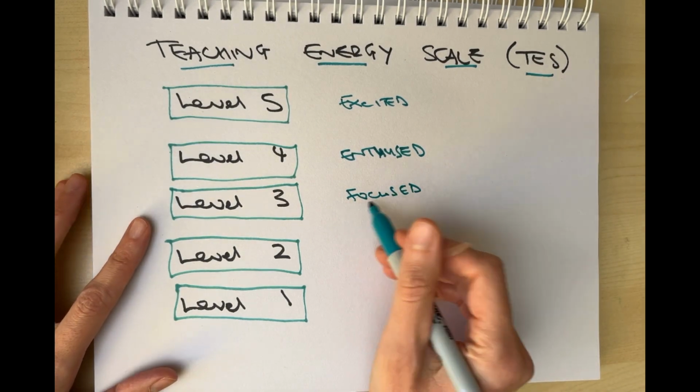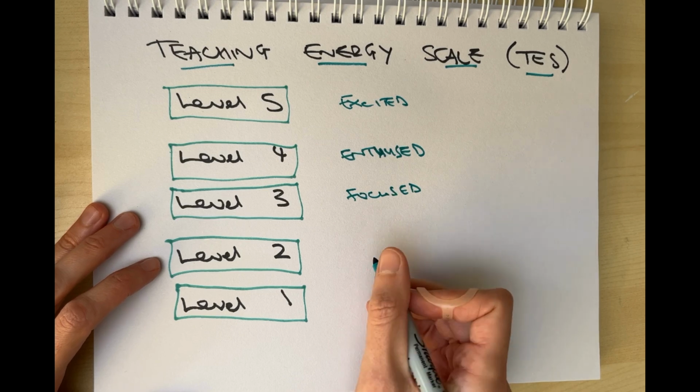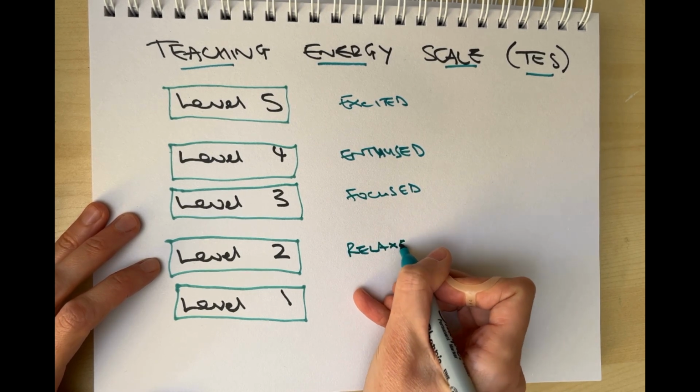I think of level 3 as being similar to the energy that you might see with someone who's reading the news. So level 2, we're getting down to the lower energy levels now, and this is probably best described as being relaxed. You're calm, you're approachable, you're creating that safe and open atmosphere, and this level is great for reflective discussions, casual Q&As, and checking in on students' progress.